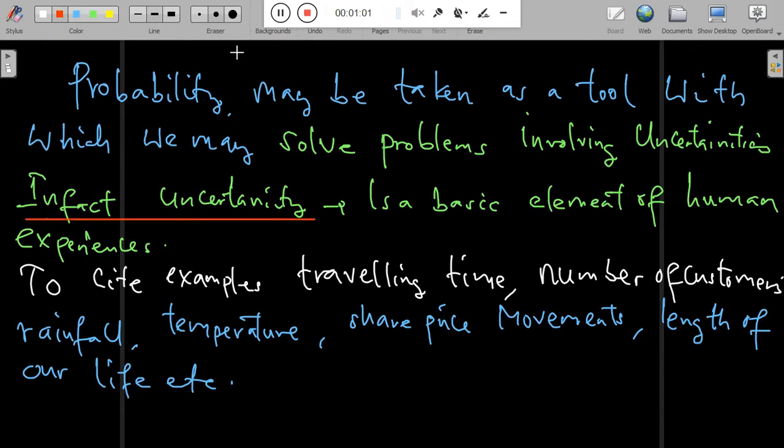In fact, uncertainty is the basic element of human experiences. We tend to assume that we don't know exactly what will happen in the future. Such examples may be issues of travel time, number of customers, rainfall, temperature, share price movement, length of our life, etc. Probability is obtained under specific terms such that it does not exceed 1. So probability may be taken as a tool with which we may solve problems involving uncertainties, as you observe.